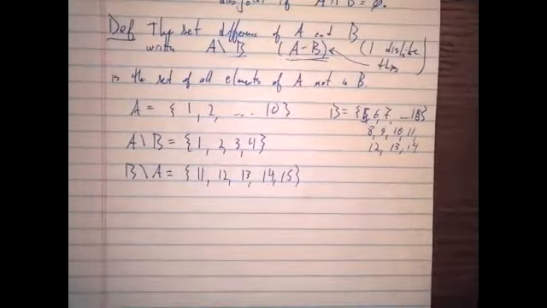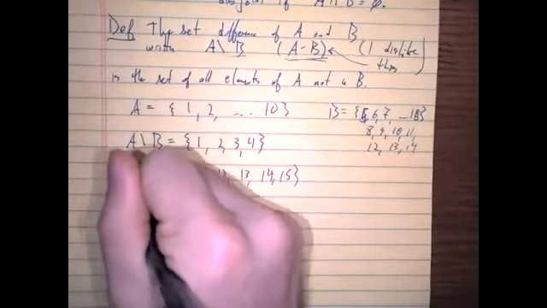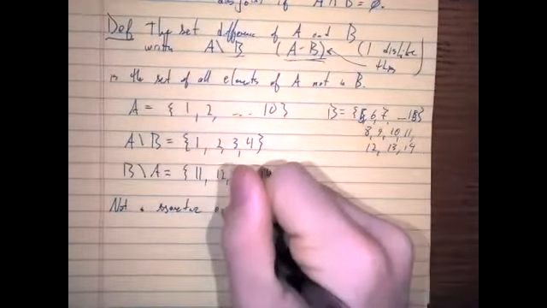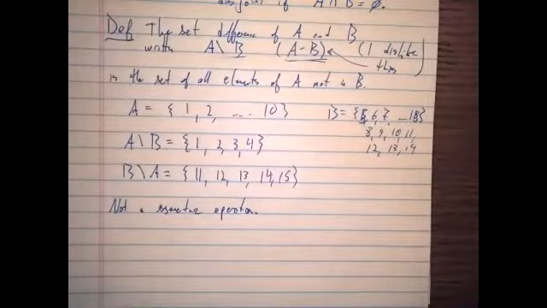So one important thing to note is that set difference is not a symmetric operation. So in general, I would expect to get very different things by examining A set minus B versus B set minus A. So in these finite examples, is this kind of clear or reasonable? Any questions?